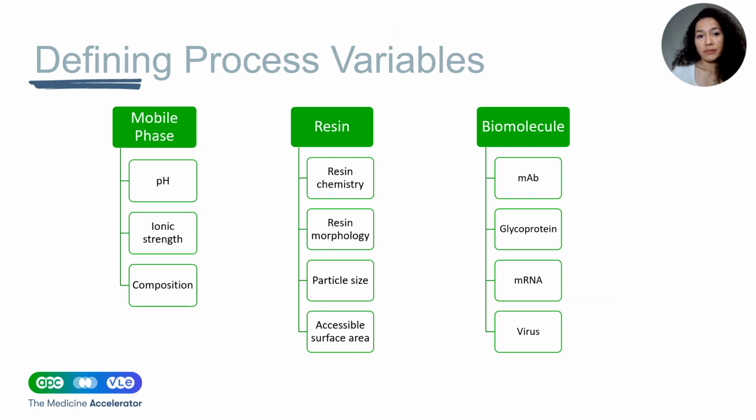In order to achieve a successful chromatography purification, we must evaluate and define some key variables for the process, including mobile phase that can change according to pH, ionic strength, and composition, resins that may vary according to the chemistry, morphology, particle size, and accessible surface area, and the biomolecule. It could be a monoclonal antibody, glycoprotein, mRNA, virus, for example.